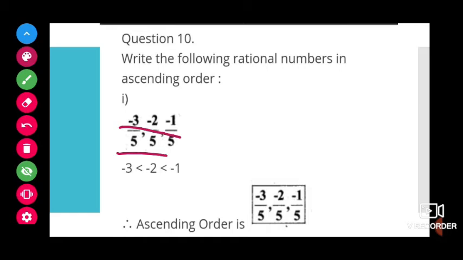Here your numerators, if you observe, are all negative. So having more negative is always lesser value. So minus 3 is lesser than minus 2, and minus 2 is lesser than minus 1. So ascending order means smaller to bigger: the smallest number is minus 3 by 5, next minus 2 by 5, then minus 1 by 5.